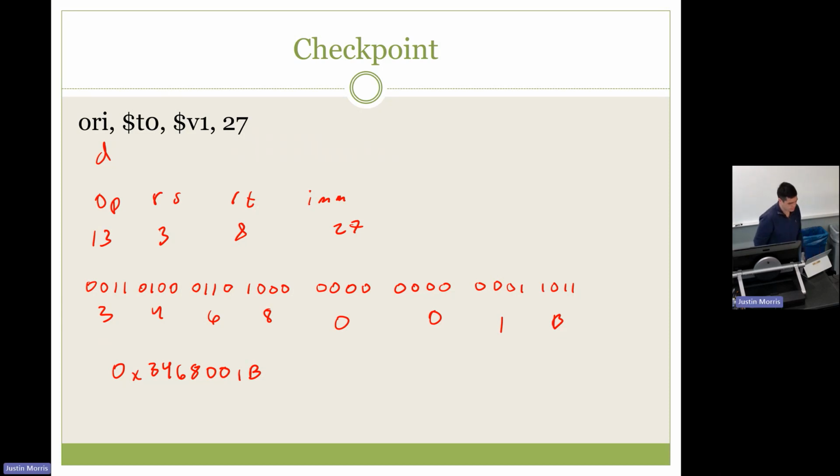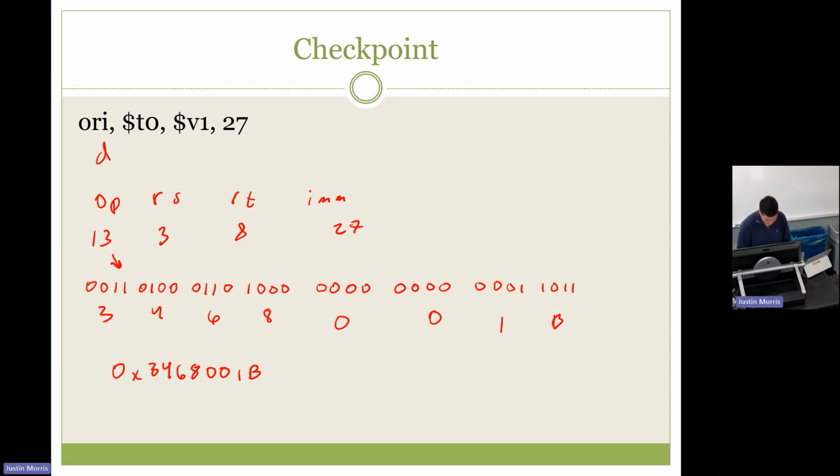Probably the most common mistake is not doing this opcode as 6 bits and doing it as 4 bits, and then the first digit of your hex, some people might put D. So that's, I think, the most common mistake. The other common mistake is swapping RS and RT. Real quick, why is V1 RS?